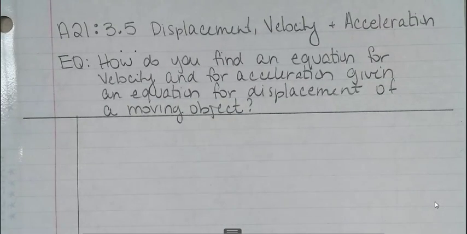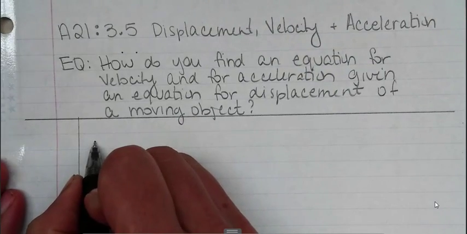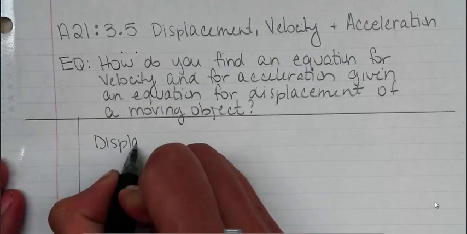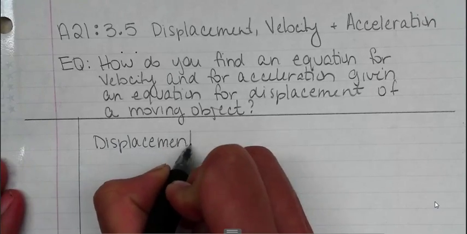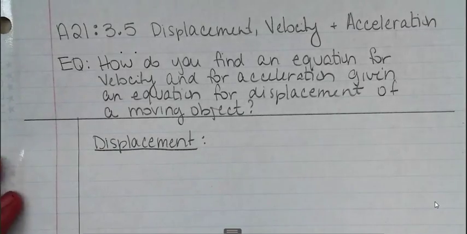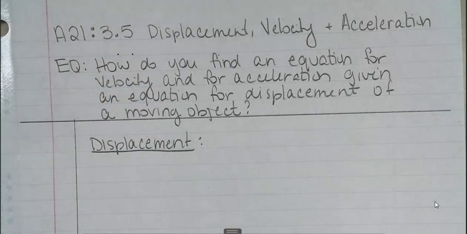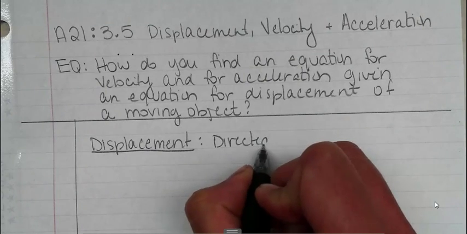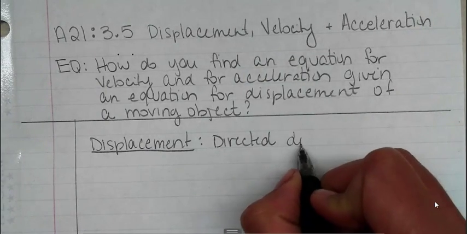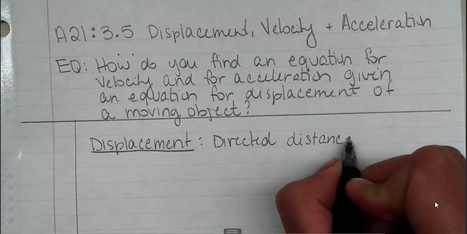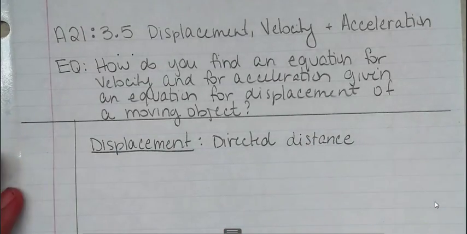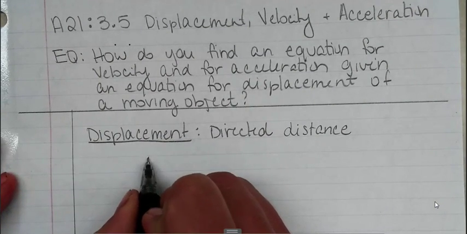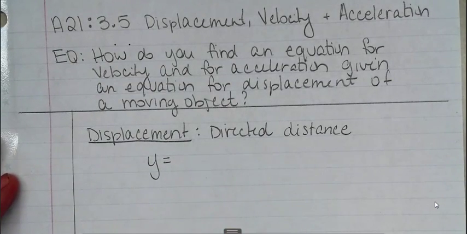Okay, so let's define these things. What am I talking about? So, displacement. This is basically directed distance. So it's distance in a certain direction. So let's use an equation. How about one of a projectile, something going up in the air and coming down?